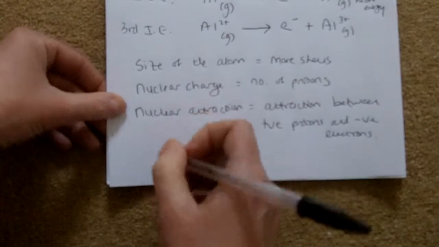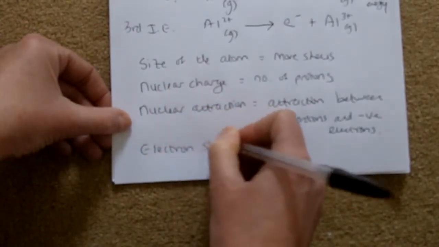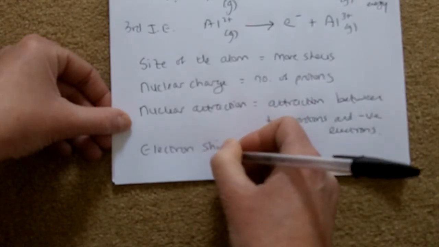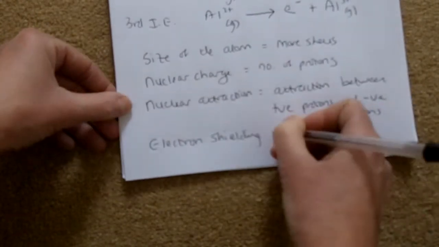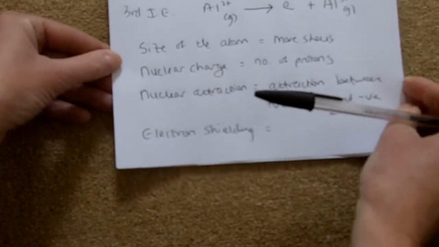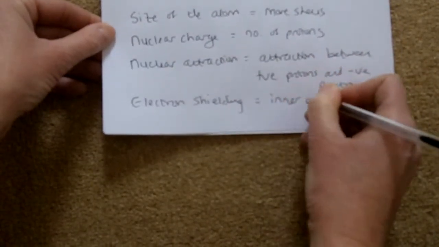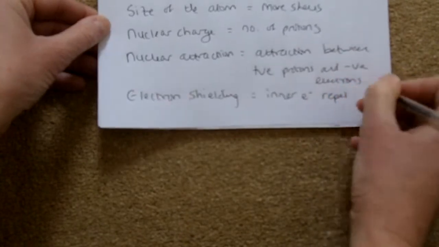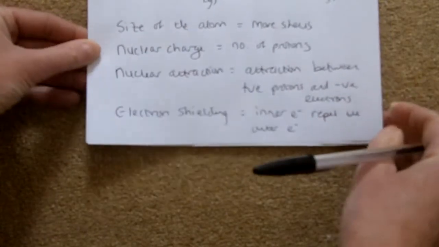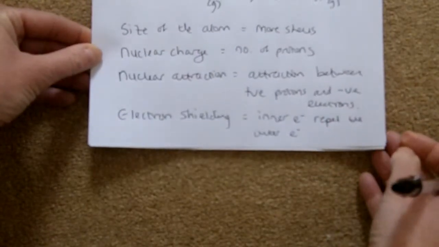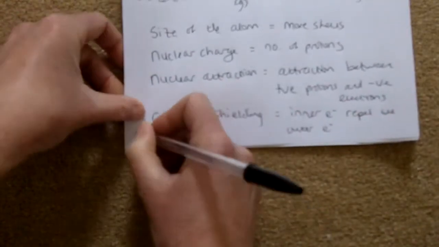And then the last factor as well is electron shielding. These are factors that affect the ionization energy. Electron shielding is when the inner electrons repel the outer electrons. Remember, electrons are negatively charged, and so they repel each other. And this shields, this reduces the attraction.